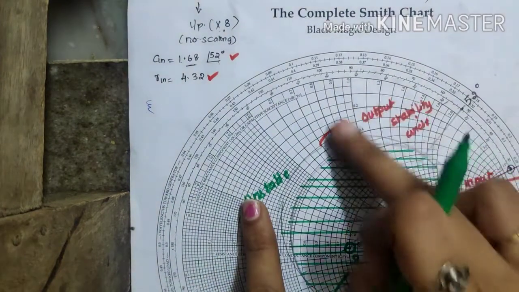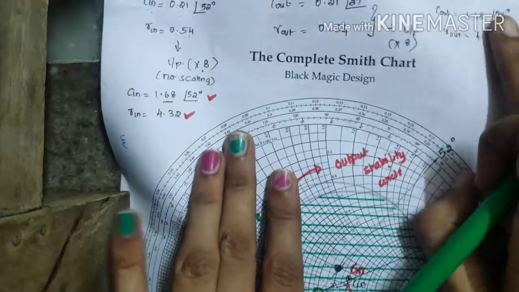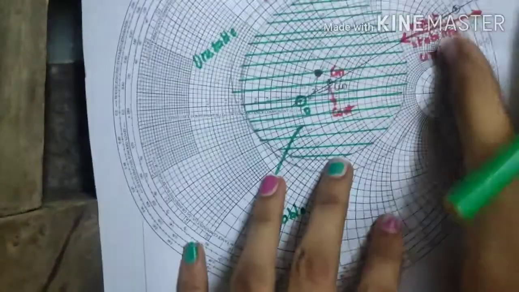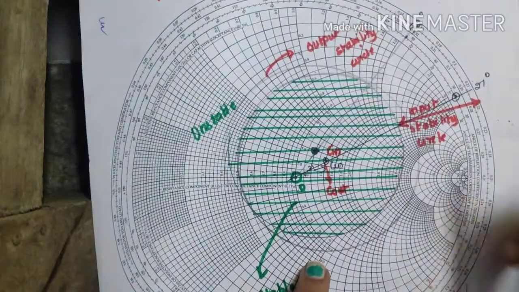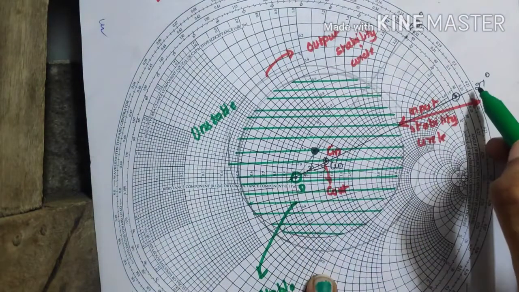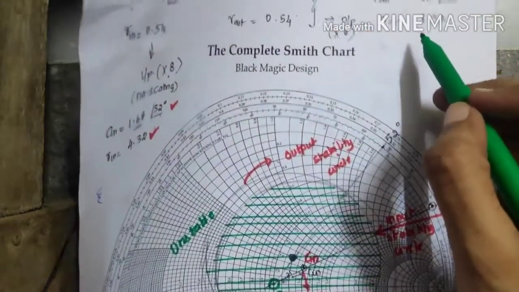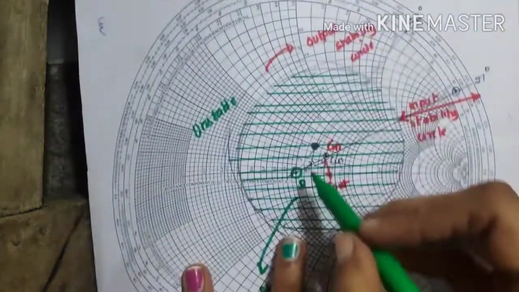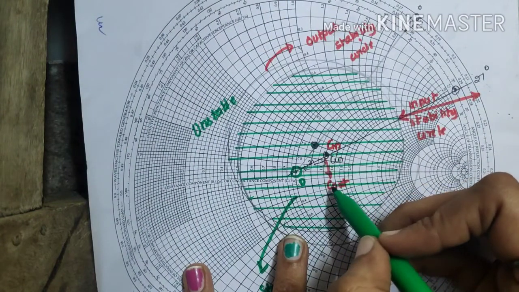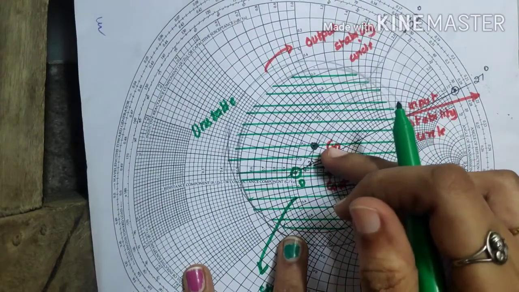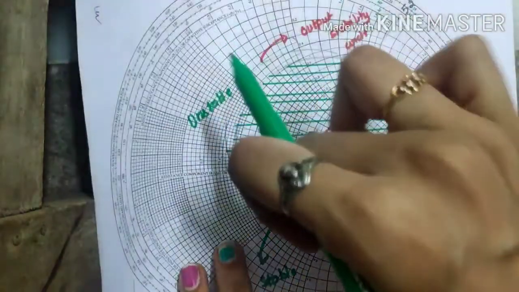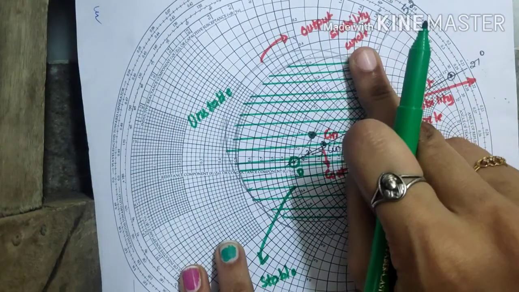Now for the output stability circle, similarly see what is the angle. The angle is 27 degree. So see where the angle of 27 degree is. Angle 27 degrees here. So mark 27 degree. Draw a line from the center. The magnitude is once again 1.68. So measure 1.68 and keep a point. That is your C out value. So having the center at C out and 4.32 as a radius, draw another circle that represents your output stability circle.